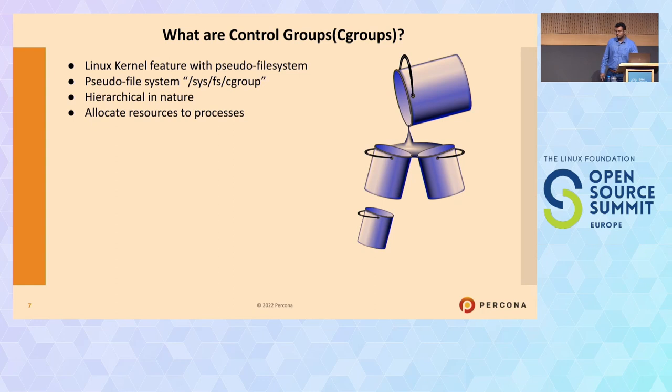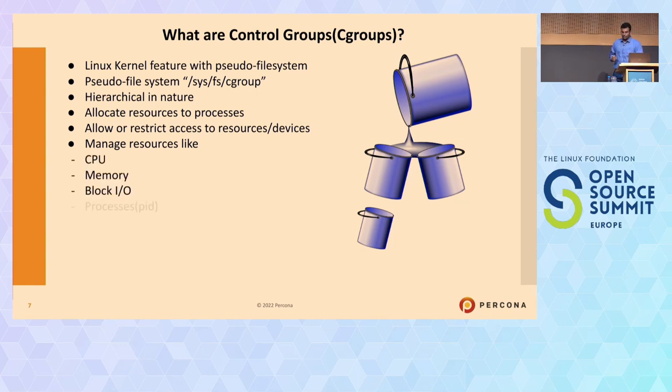cgroups also provide a mechanism to allocate resources. You can specify how many liters of water a bucket can hold, whether you need a bigger bucket or a smaller one, with control groups. Or some processes might not need access to specific devices or resources, and you can control this with cgroups too. Some of the resources managed by cgroups are CPU, memory, block I/O, and process IDs. There are also things like RDMA and NUMA, which I will probably never use in my life, but they are also managed by control groups.